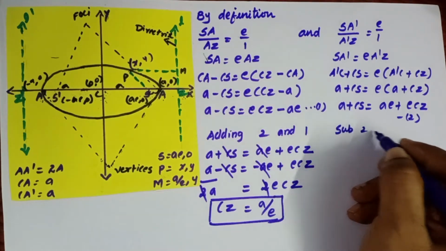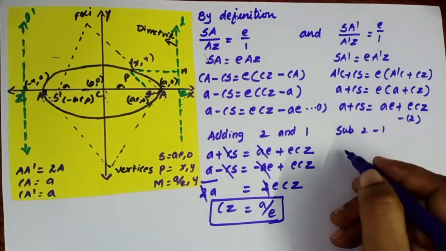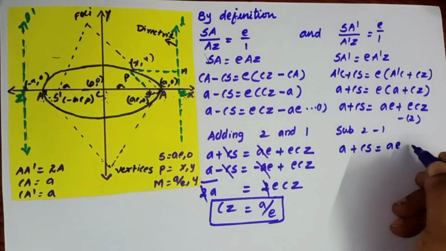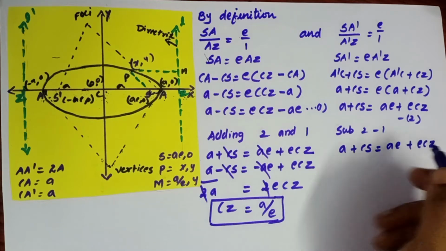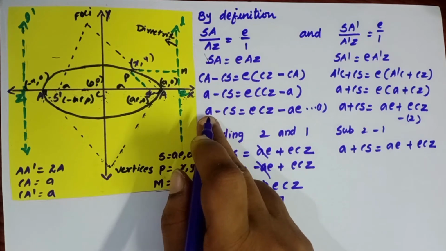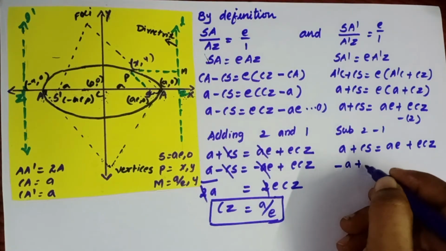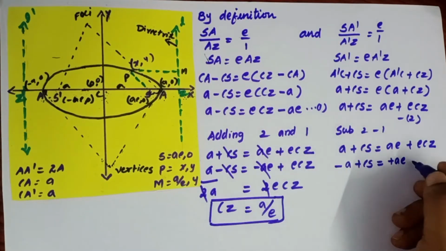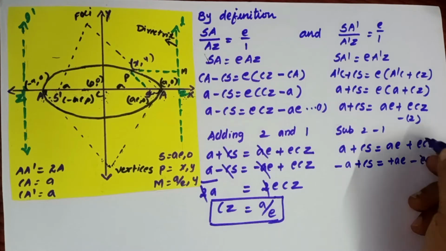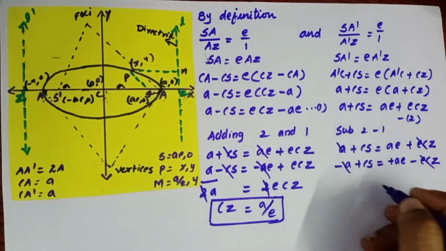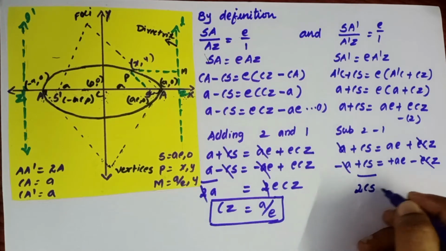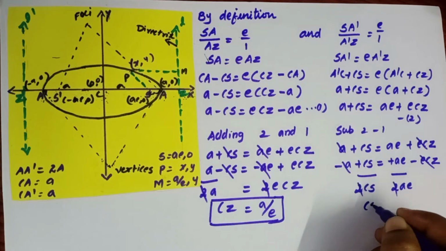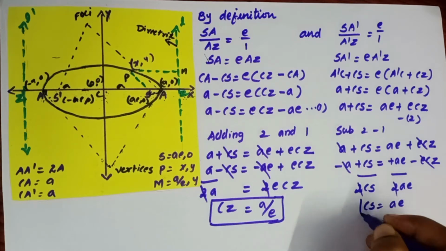Similarly, subtracting 2 minus 1. So second equation is A plus CS equal to AE plus ECZ. And the first equation you are subtracting, so change the sign. Minus A plus CS equal to plus AE minus ECZ. So plus and minus will get cancelled. Plus A minus A will get cancelled. 2CS equal to 2AE. 2 and 2 will get cancelled. So CS value is AE.